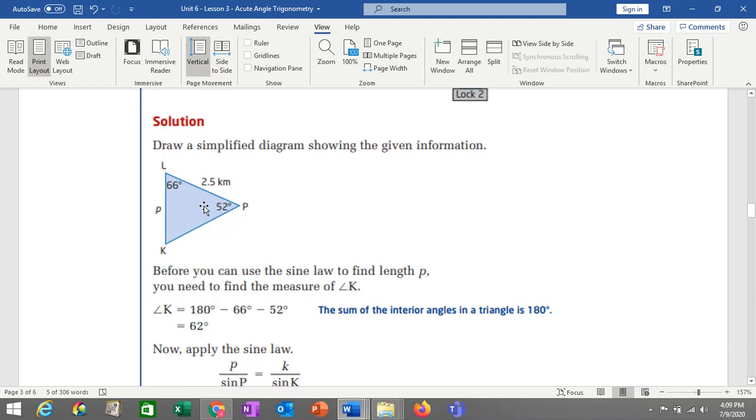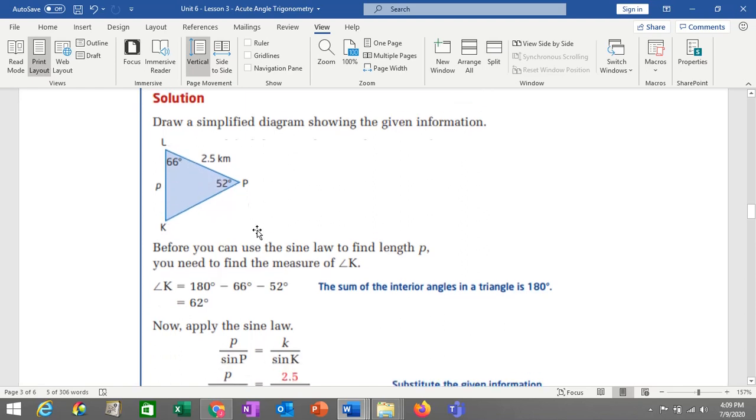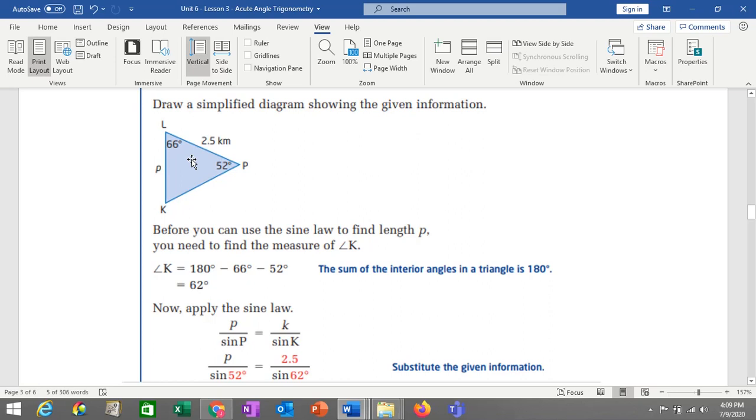Pretty easy, right? All angles in a triangle add up to 180 degrees. So 180 minus those two is going to give me what's left over. So we do that and we get 62 degrees. So now we're going to be doing the side divided by, now that I know this angle, the sine of that angle, right? Opposite pairs. So this divided by the sine of that is equal to this divided by the sine of that.